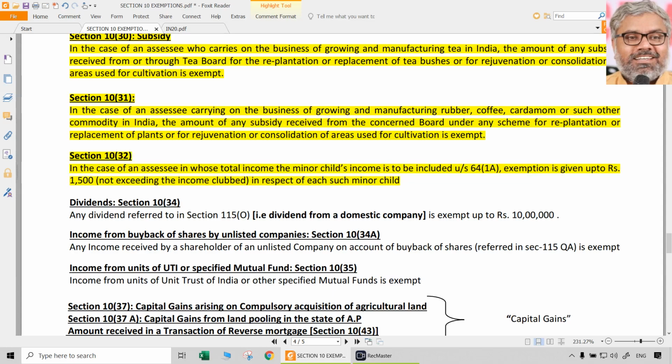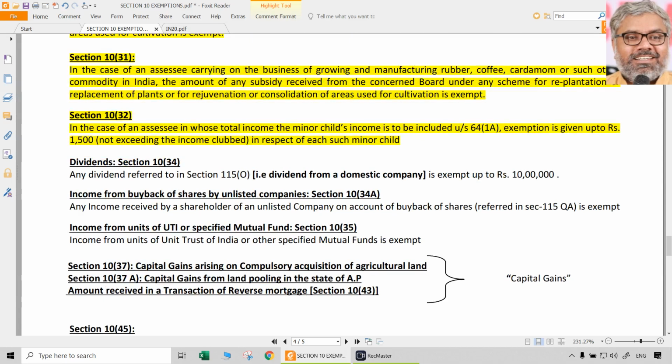Extensively we have to apply 10(32) in the chapter of clubbing. Wherever the assessee has his minor child's income also to be included in his income according to clubbing provisions, then exemption is given up to 1500 rupees in respect of each such minor child. Once again, 1500 rupees per annum only, naturally. If nothing is mentioned, always per annum. So for each such minor child's income clubbed in the hands of the assessee, 1500 rupees shall be given as exemption under section 10(32). That is clubbing related exemption.